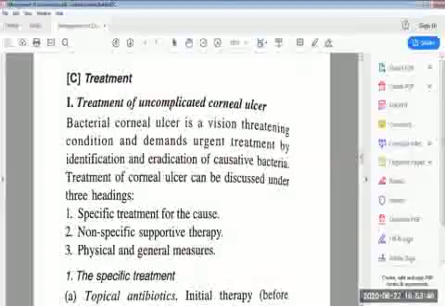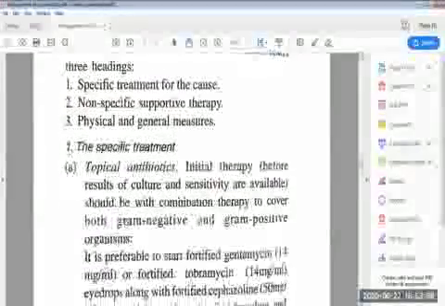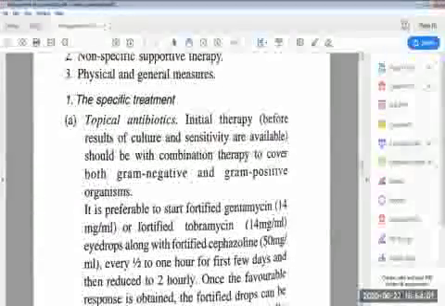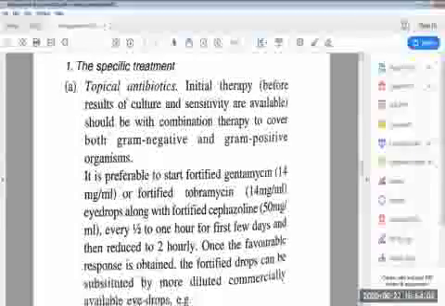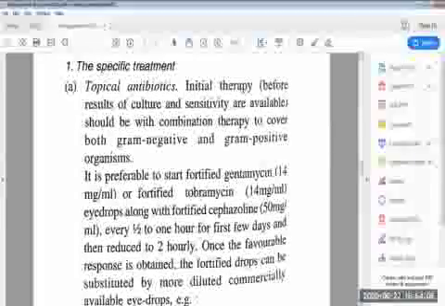First is the specific treatment for the cause. Second is the non-specific supportive therapy. Third is the physical and general measures. First, the specific treatment. We should give the topical antibiotics. Initial therapy, meaning before the results of culture and sensitivity are available, should be with combination therapy to cover both gram-negative and gram-positive organisms.